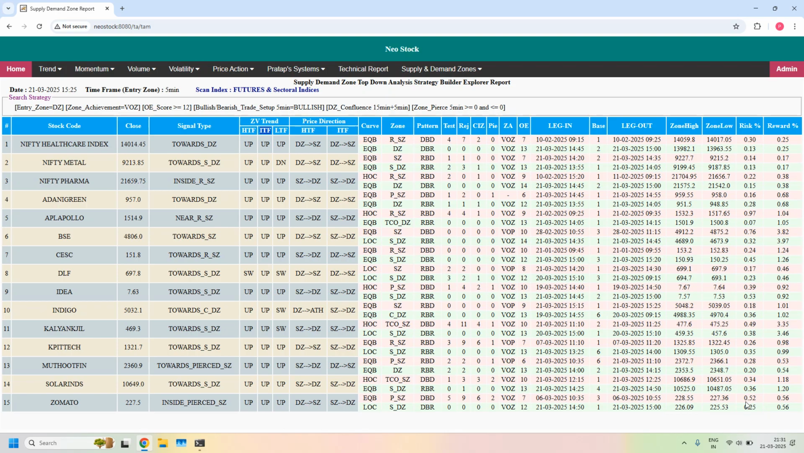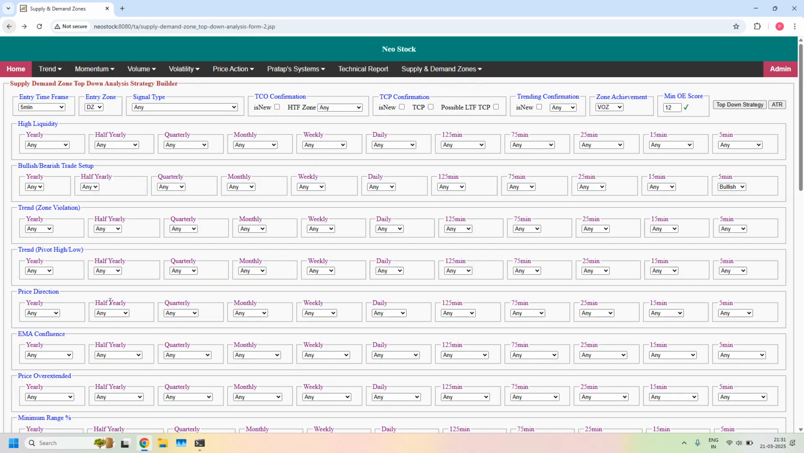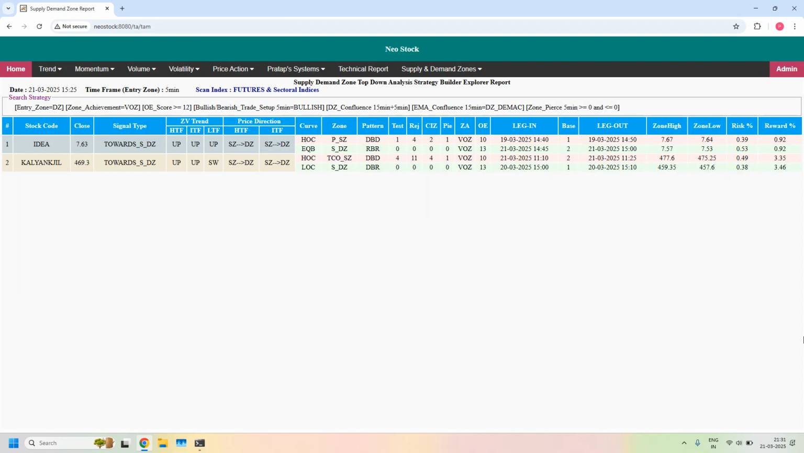So if any of these 15 minutes demand zones have daily EMA confluence, then these 5 minutes demand zones might have an even higher probability to succeed. Let's verify. In the EMA confluence at 15 minutes time frame, I am checking whether the 15 minutes demand zone has daily EMA confluence. So with this filter, we got 2 stocks. So these 2 5-minute demand zones might have more probability to succeed compared to the other zones.